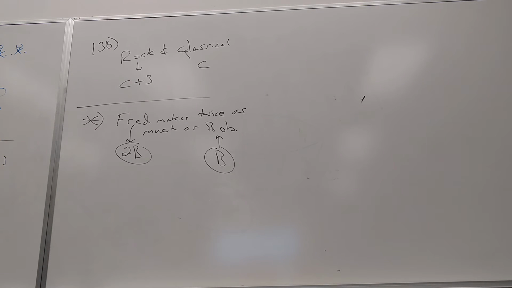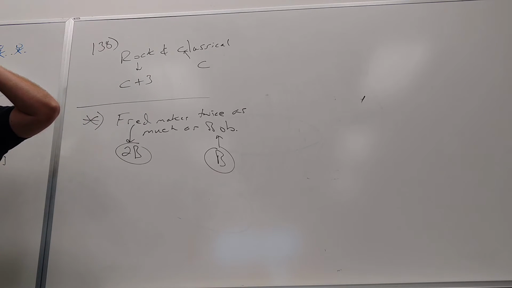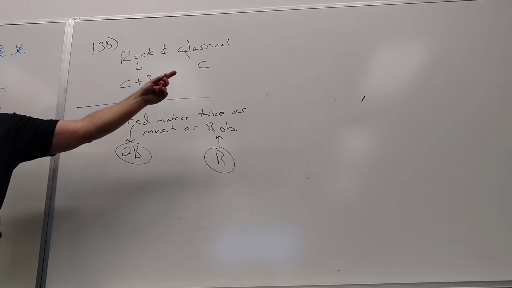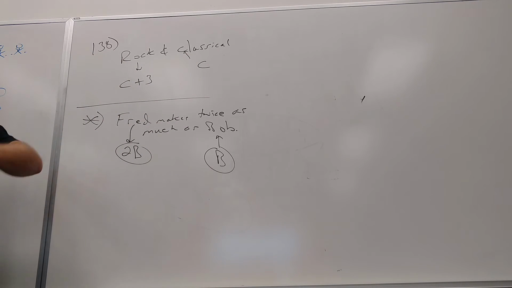So that's how they want it written down, C plus 3? That's it. And that represents the number of rock CDs. I love it. And then if you found out how many classical CDs there were, you could figure out how many rock CDs there must be.